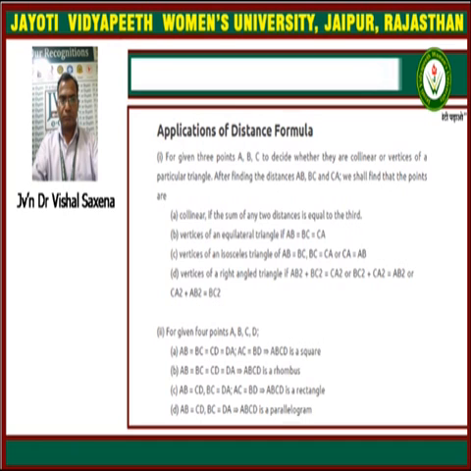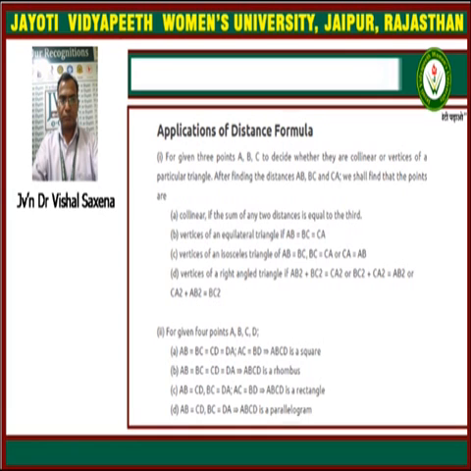Second condition is vertices of an equilateral triangle, if AB is equal to BC is equal to CA. Third condition is vertices of an isosceles triangle, if AB is equal to BC, or BC is equal to CA, or CA is equal to AB. So this is the condition of an isosceles triangle.